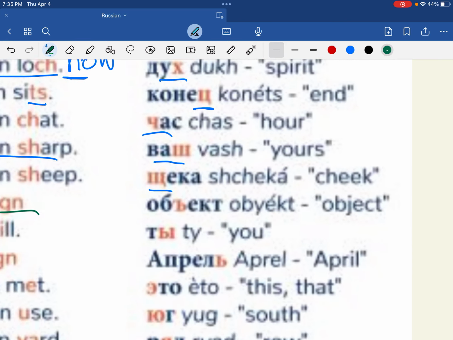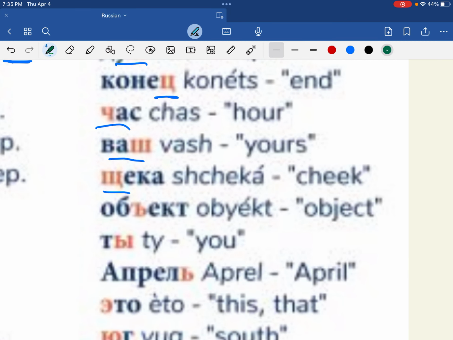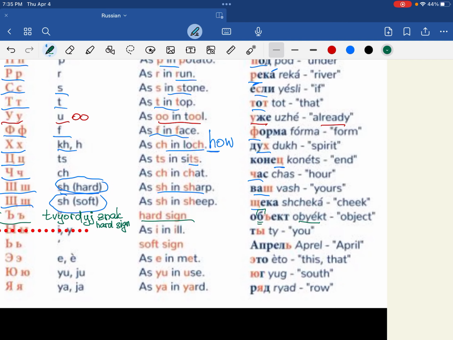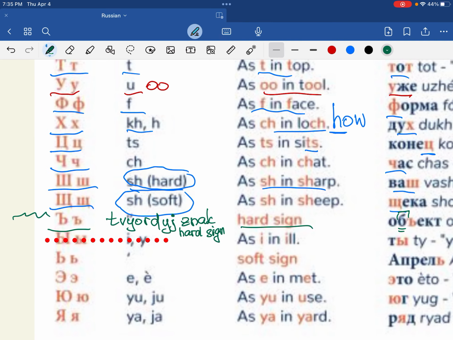Let's check out what we have here as an example. We see here the letter B, and if we read this word, it would sound like object. Object. That means an object. So you hear that B sounds in a really hard way. That's why this letter doesn't fit any group, it's on its own.